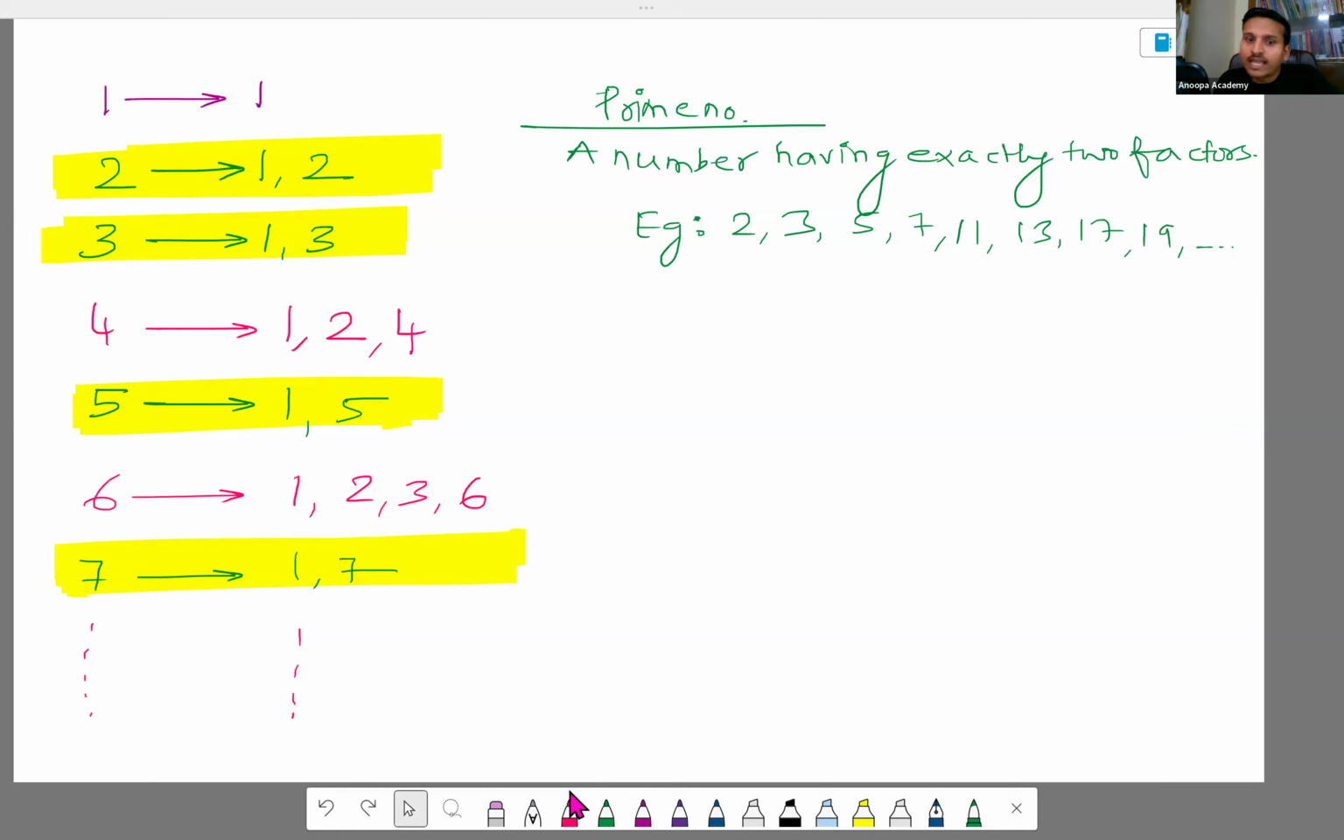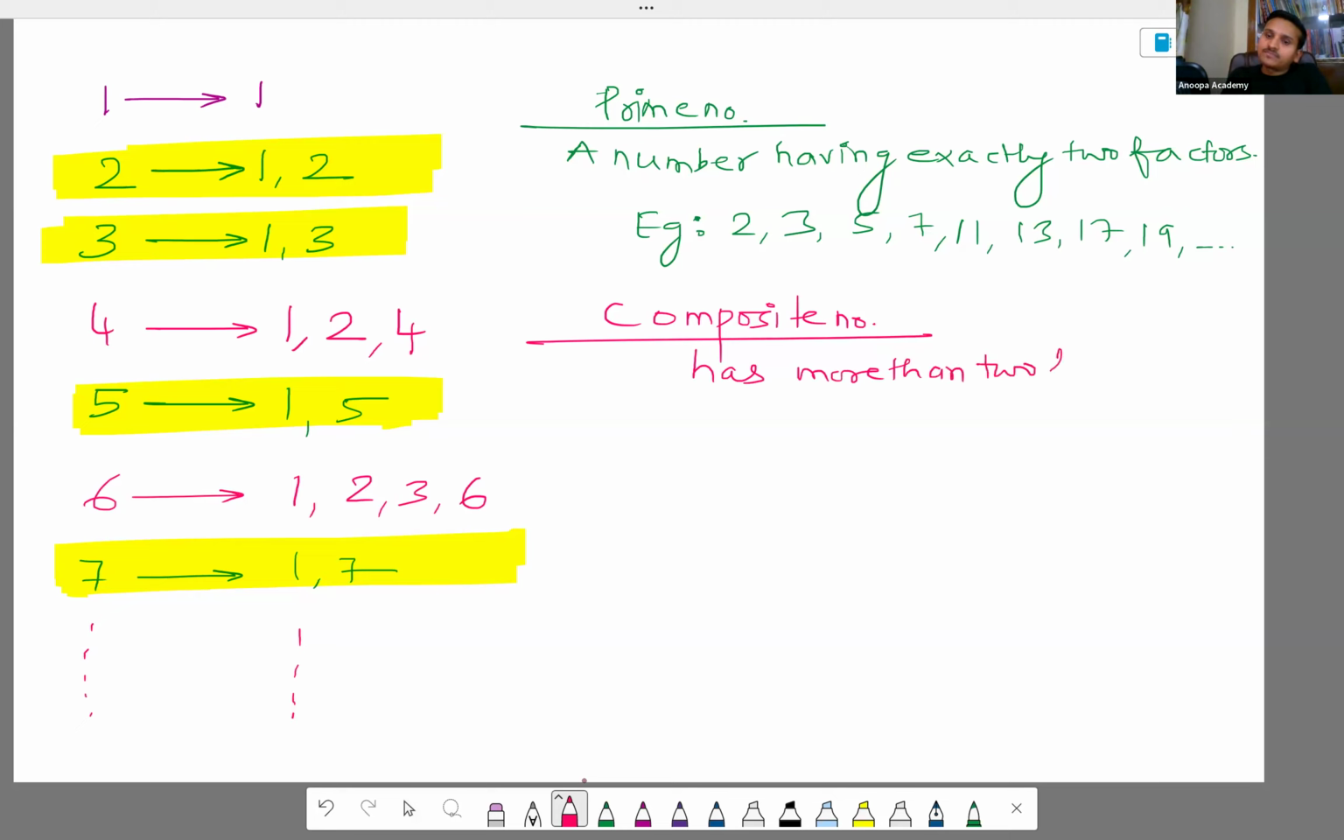Next, we have something called a composite number. See, composite numbers have more than two factors. Prime means exactly two factors. Composite number means a number which has more than two factors. More than two factors. And one more thing, everyone.